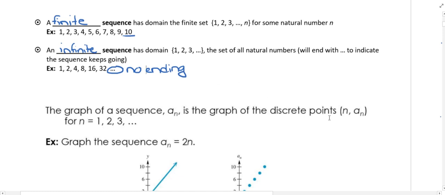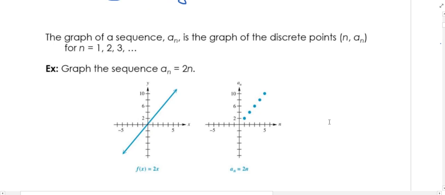Okay, so for example, if we're going to graph a sequence, it is going to be given to you just like a linear graph. So you have f of x equals 2x. Now, if I'm graphing a sequence, it's just going to be discrete points. So these points here, and we're not going to connect the line. So that's really the difference here with our graph of a sequence.